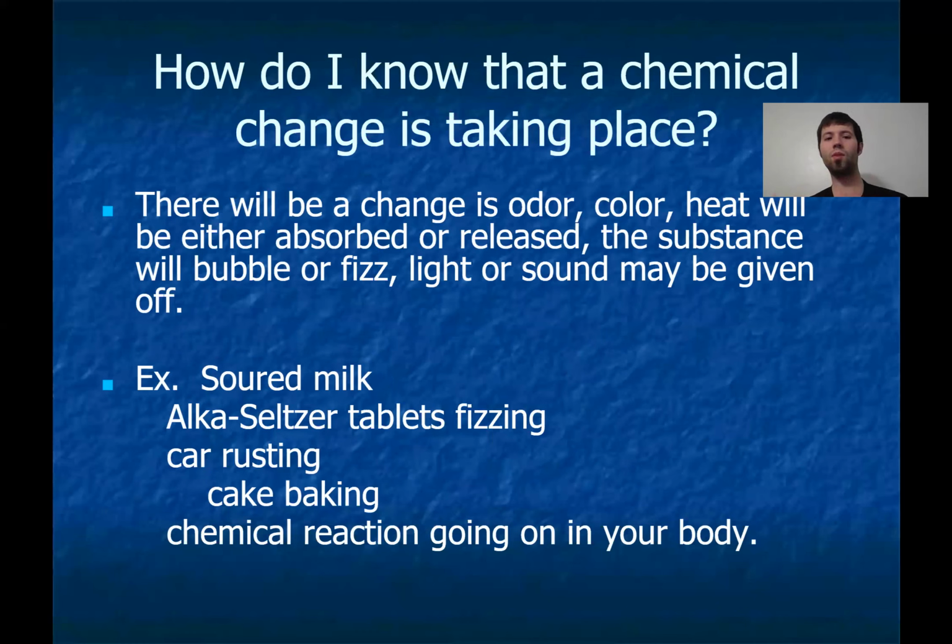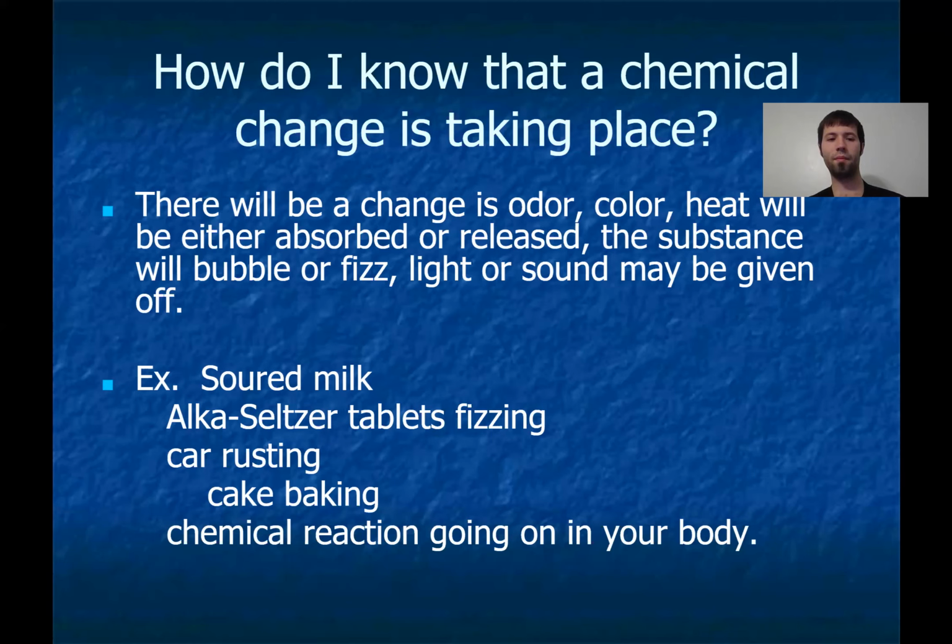So how do I know that a chemical change is taking place? A lot of the time, if you change something chemically, its physical properties change. There will be a change of odor. Ash smells different than the wood it once was, right? Color: the vinegar and baking soda might not be the same color that it was. Heat will either be absorbed or released, which can happen with physical changes, but it's much more noticeable with chemical reactions. There may be a buzz or a fizz, or a light or a sound may even be given off.